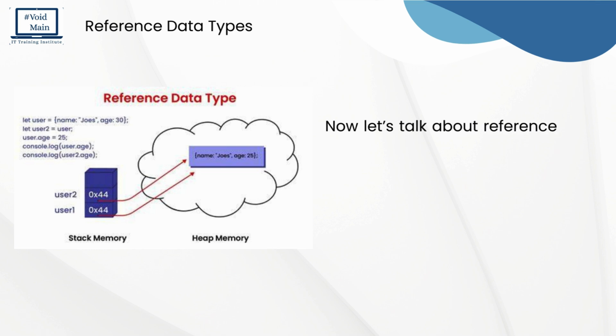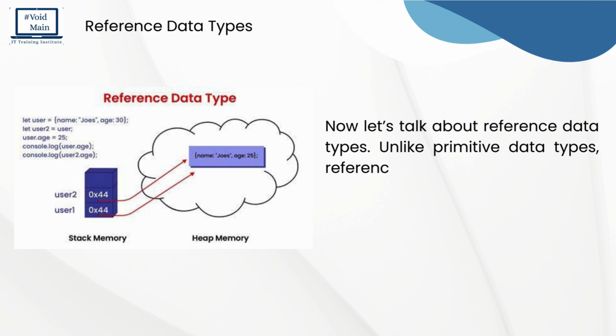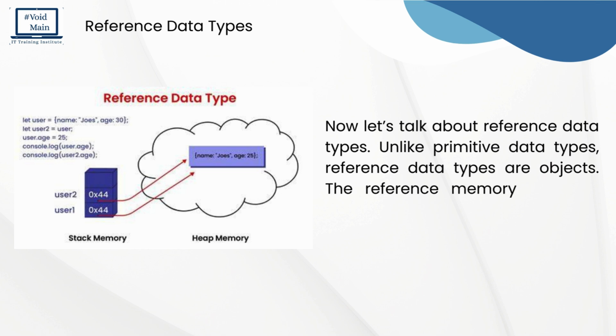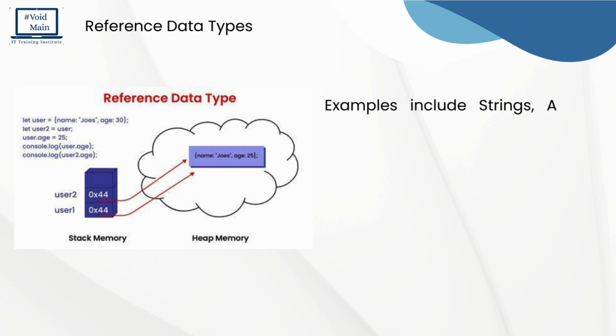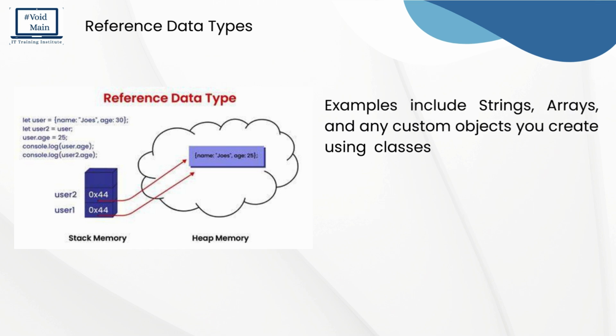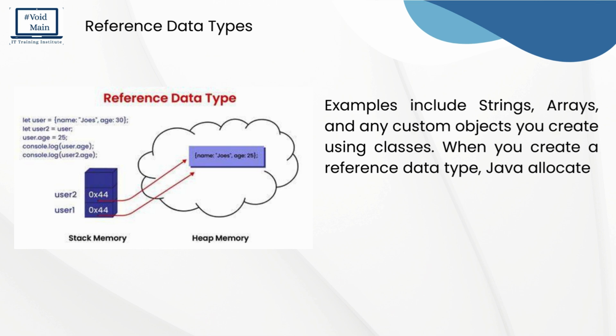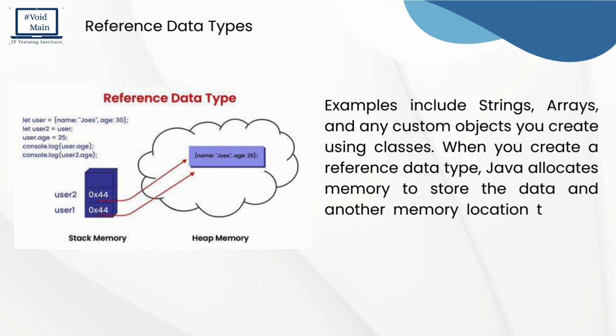Now let's talk about reference data types. Unlike primitive data types, reference data types are objects. They reference memory locations where the actual data is stored. Examples include strings, arrays, and any custom objects you create using classes. When you create a reference data type, Java allocates memory to store the data and another memory location to store the reference to that data.